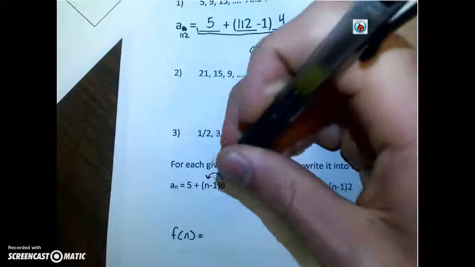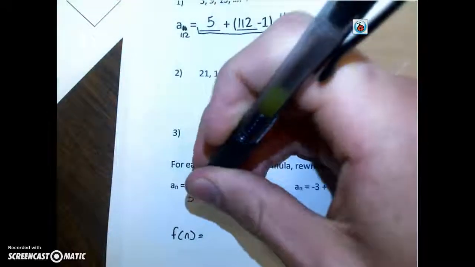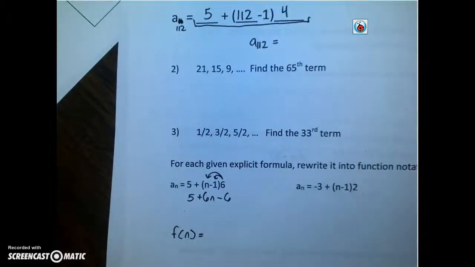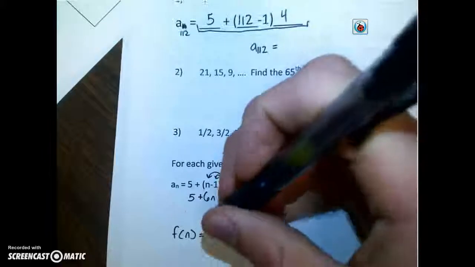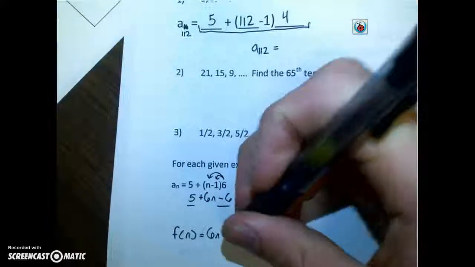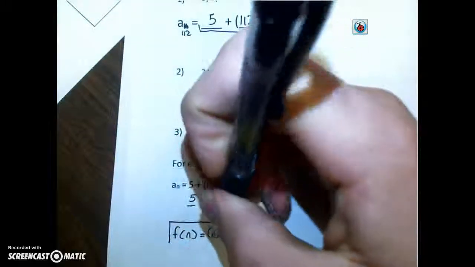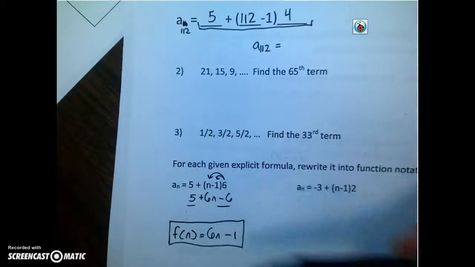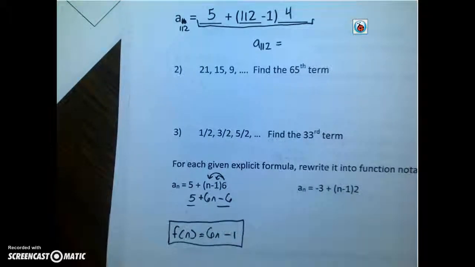So you can distribute your 6. Then we're left with 5 plus 6n minus 6 here. Then we're combining some like terms. Our 6n doesn't have any like terms, so it comes on down. 5 minus 6 leaves me with a negative 1. There we are. There's that exact same equation that we have here, except now it's in function notation.